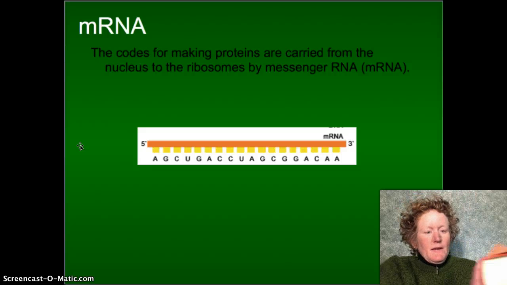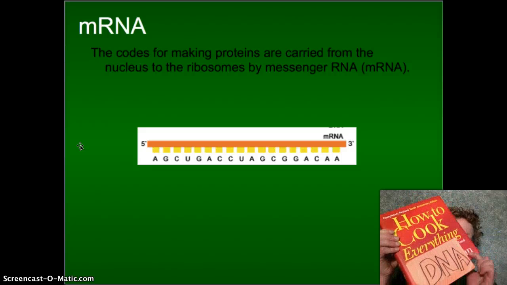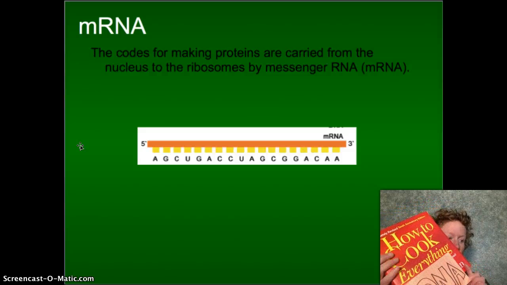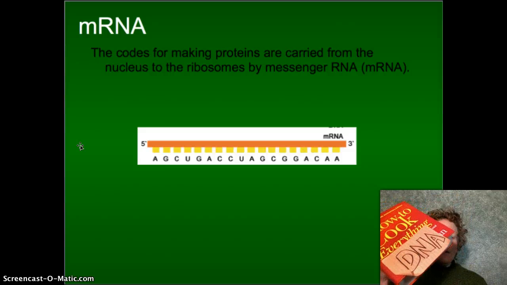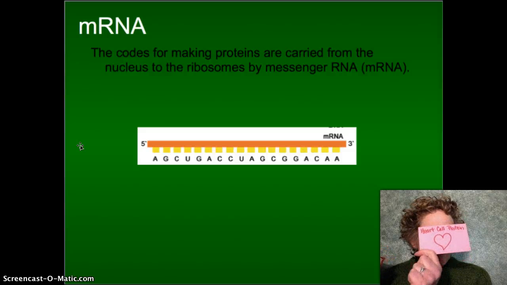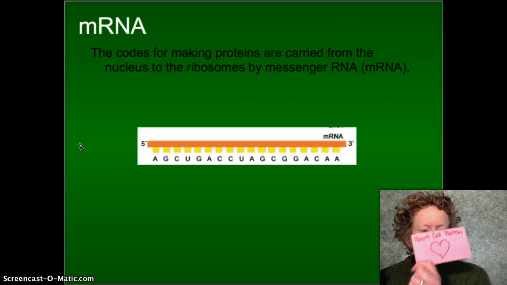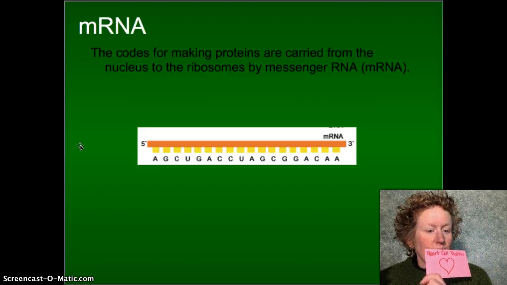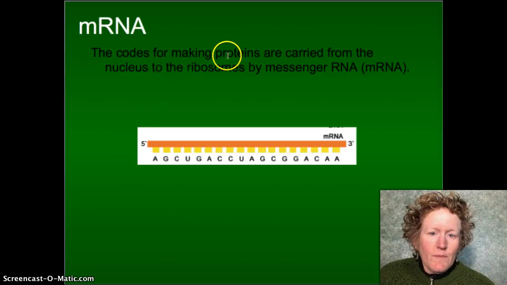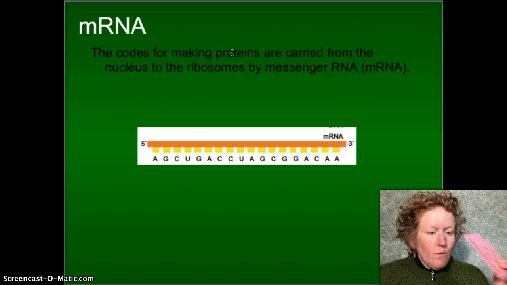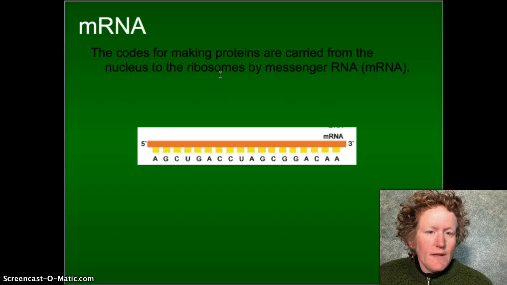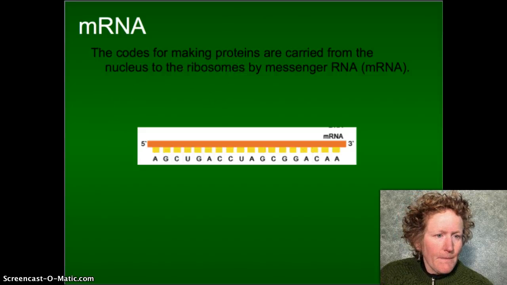Remember, mRNA is like a recipe card. This is DNA. This is the huge instruction book of how to do anything you want in any cell in your body. But this is a clunky thing to have in your kitchen or to work with. So you want to copy or transcribe something into a smaller package, a single recipe on a single recipe card. That's what mRNA is. It's the code for making one protein on one recipe card. And it's carried to the outside the nucleus to the ribosomes.